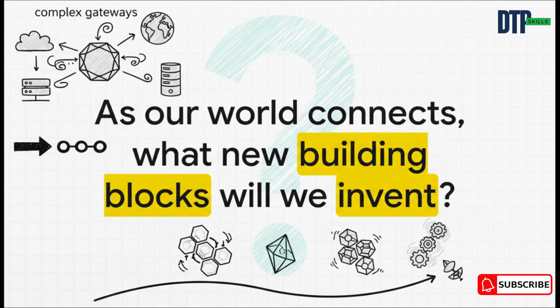So from a simple one-way flow of data to these complex gateways that connect different worlds, we've seen the fundamental components that built our digital lives. These really are the building blocks of the internet as we know it. And it kind of makes you wonder, as our world gets even more connected, what new kinds of building blocks are we going to need to invent next?